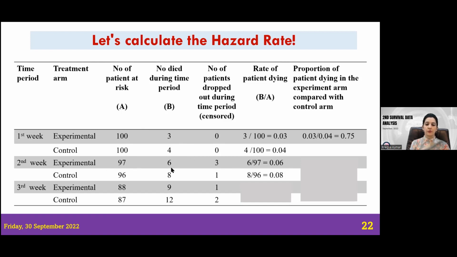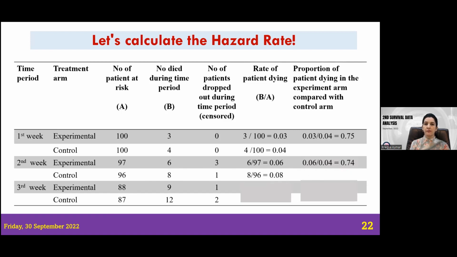Now the number of people who died. So 6 died in the experimental arm and 8 died in the control arm. And there were 3 dropouts during the period and 1 dropout in the control. So the number of people will be 97 minus 6 plus 3, so it will be 88 here. And in this case, 8 plus 1 we deduct from 96, so it will be 87. Now, if I want to know the risk in this case, it will be 6 by 97, which is 0.06. And in the control arm it will be 8 by 96, which is 0.08.